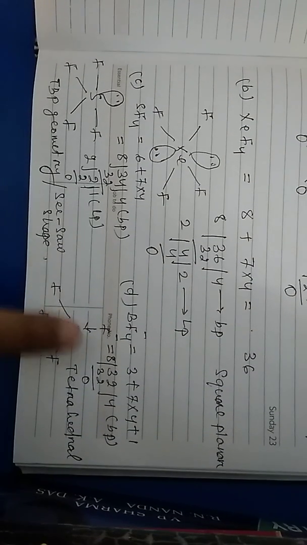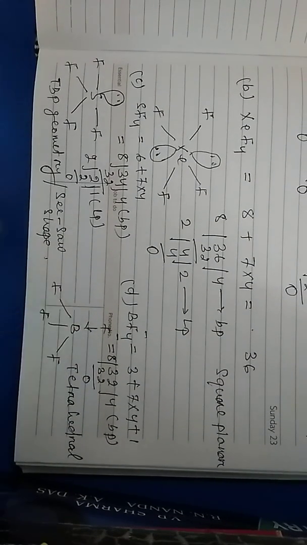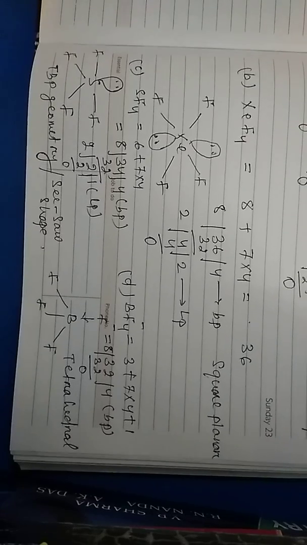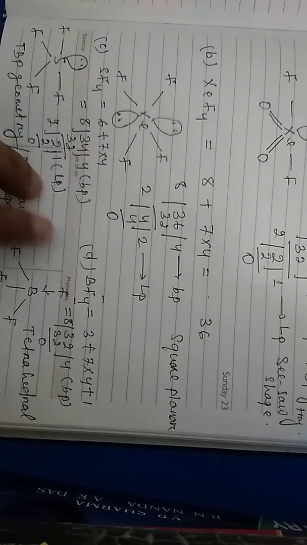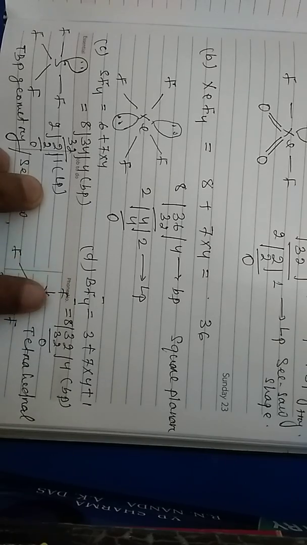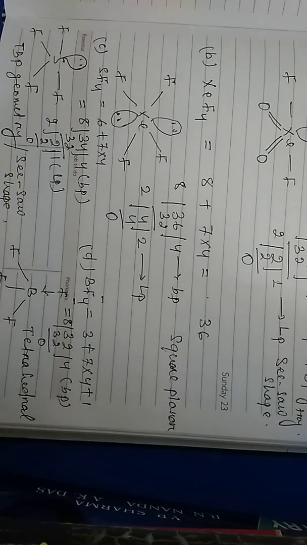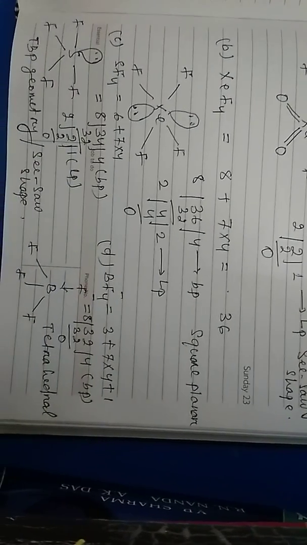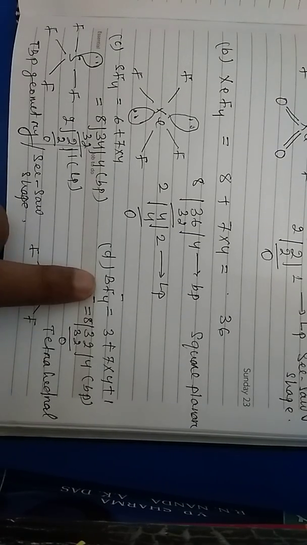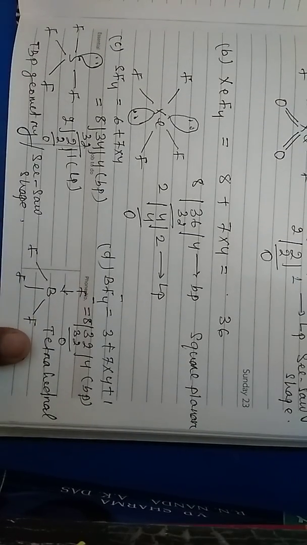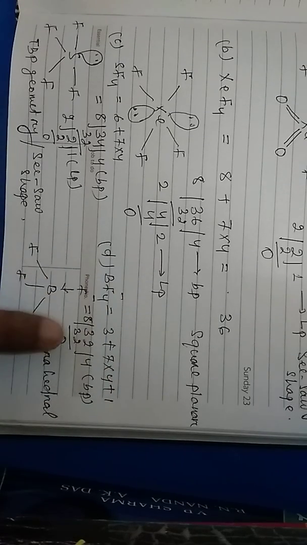Option D is BF4 minus. In BF4 minus, boron has 3 valence electrons, and fluorine has 7 valence electrons. So 7 into 4 plus 3. There is a negative charge, so there are extra electrons. So I add 1. The total valence electrons is equal to 32.